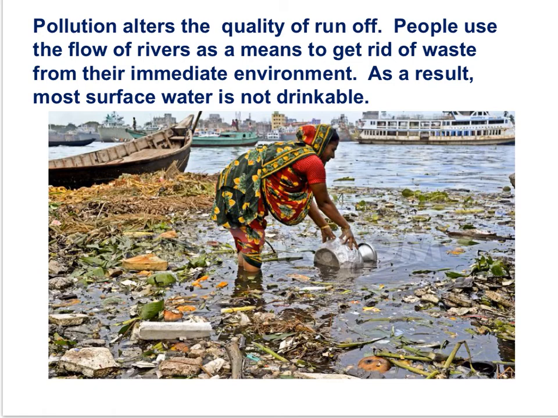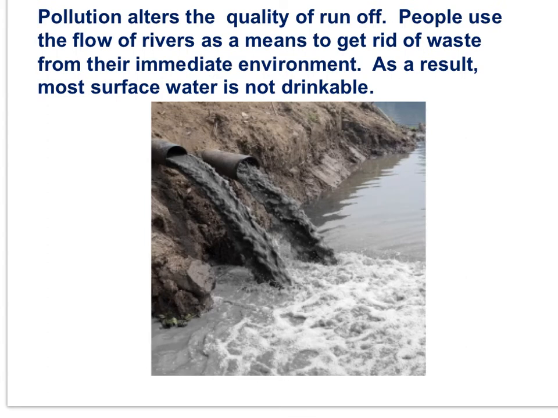People use the flow of rivers as a means to get rid of waste from their immediate environment. As a result, most surface water is not drinkable. With urbanization comes sewage. Pollution, such as sewage, alters the quality of runoff.